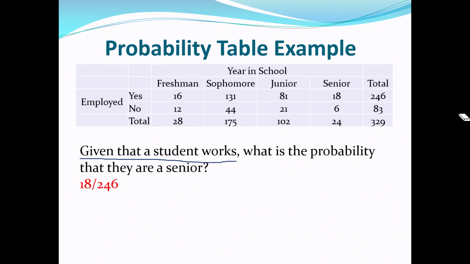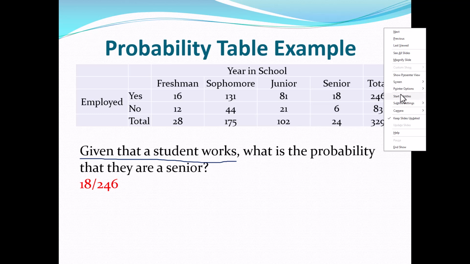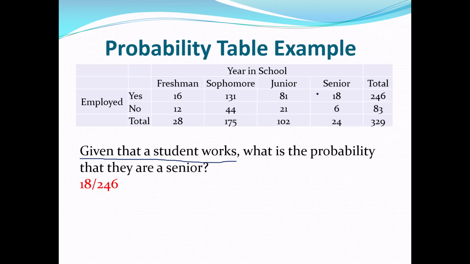Given that they're an upperclassman, what is the probability they don't work? So I got to go get a pen again. I had the eraser out. Let me get a pointer here. Given that they're an upperclassman, given that they're in these two columns here, what is the probability that they don't work? So the denominator now is going to be the 102 and the 24. That's 126. 27 of the 126. Given that they don't work, now we're looking at these 83. What's the probability they're an upperclassman? 27 out of the 83.